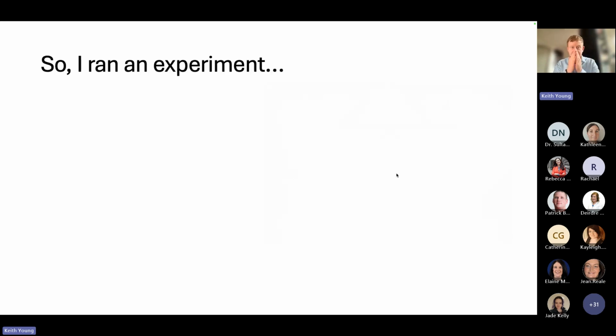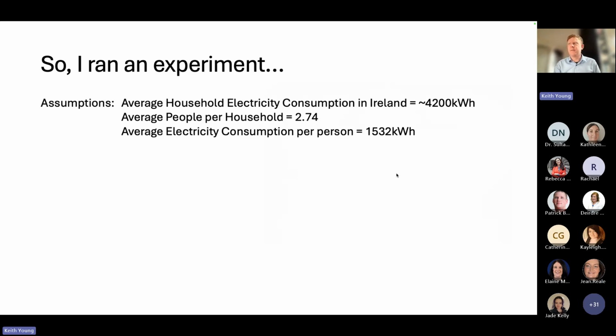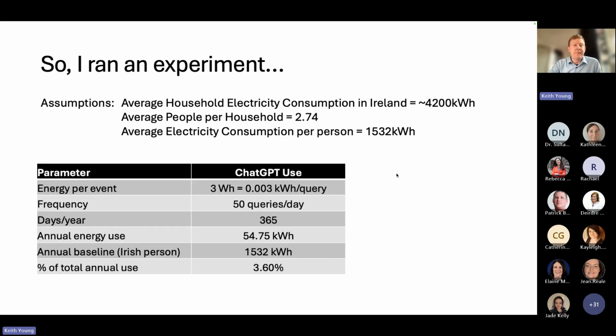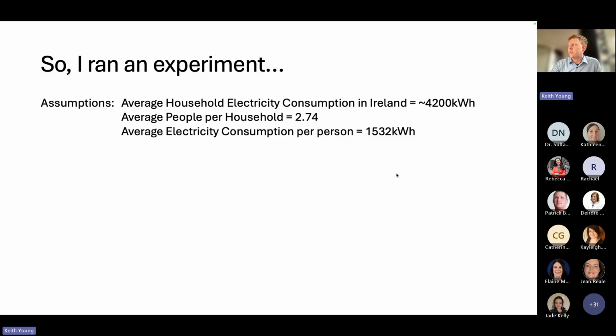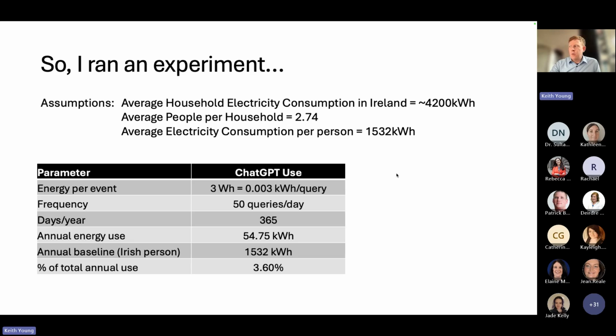I decided to run a little experiment on this. So here are the assumptions that we're working from. Average household electricity consumption in Ireland is approximately 4,200 kilowatt hours. The average number of people per household is 2.74, and that works out at an average electricity consumption per person of 1,532 kilowatt hours. So if we take that 3 watt hour per query stat that gets quoted quite frequently, and let's say a user engages with ChatGPT 50 times a day, which would be quite excessive on current estimates, but let's say they do it over the course of a year. Basically, that works out as 3.6% of the average person's total electricity use in a year.